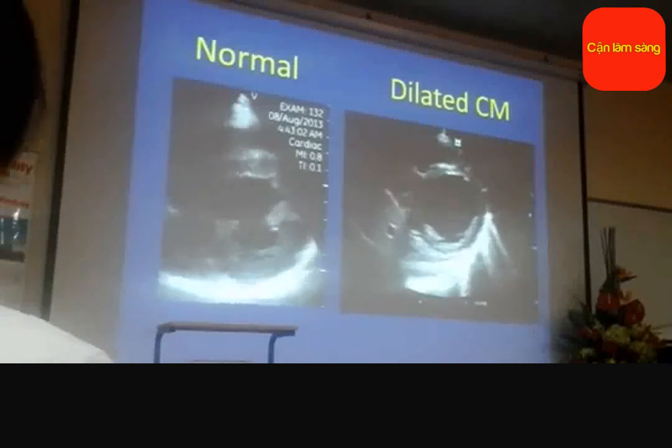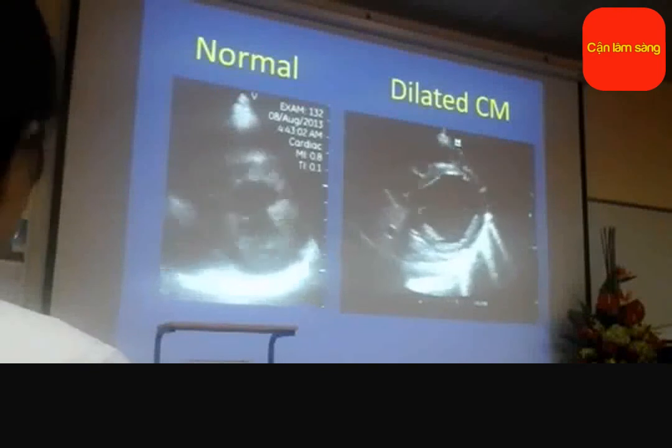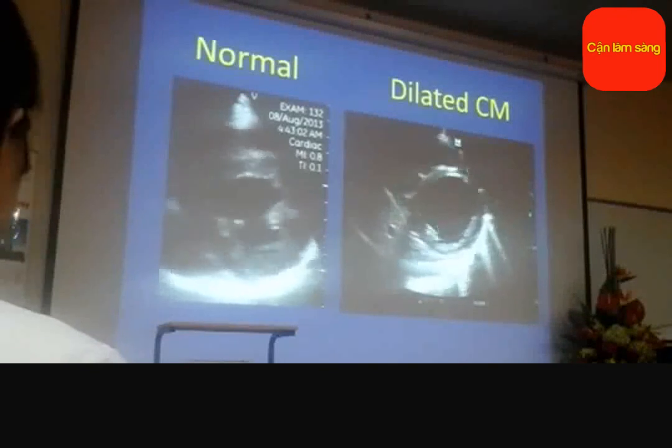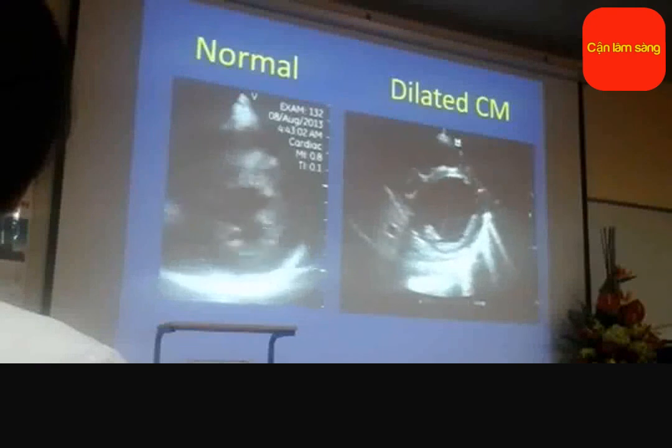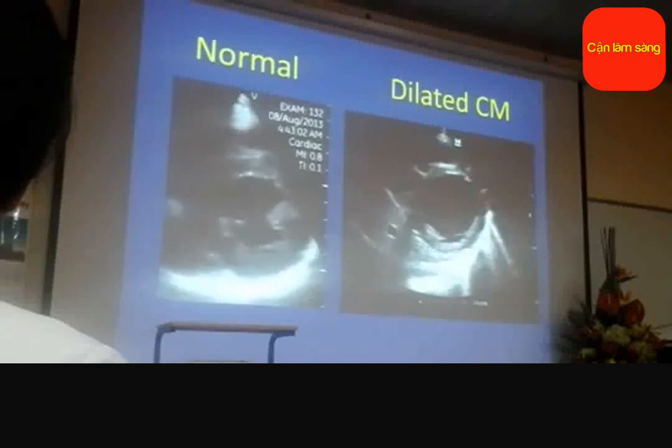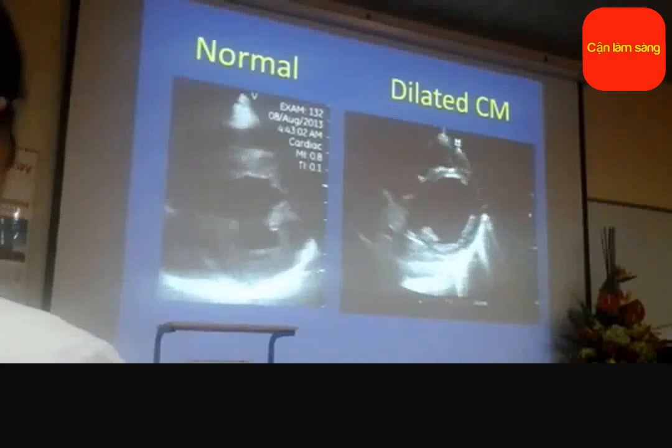All of echocardiography is pattern recognition. So the more examples you see, the better you will be able to identify the abnormalities.